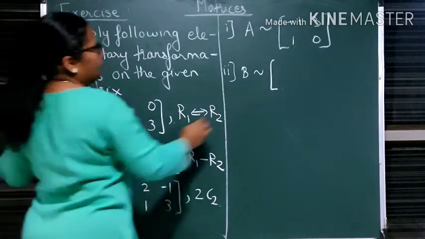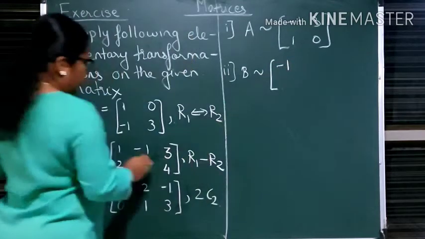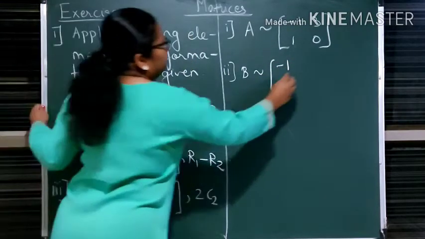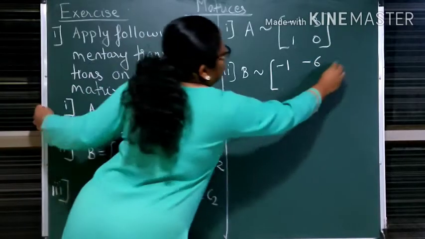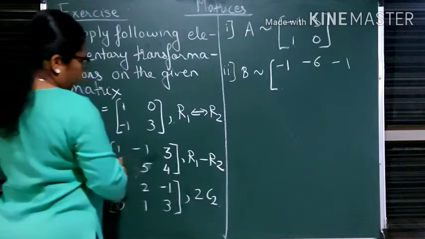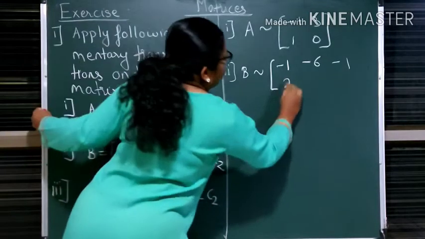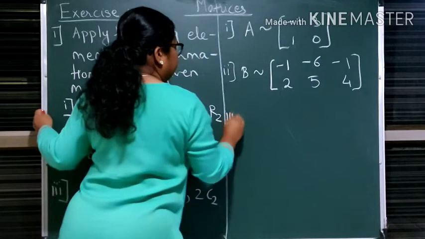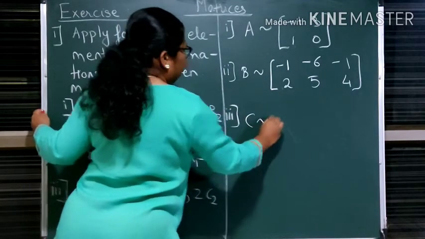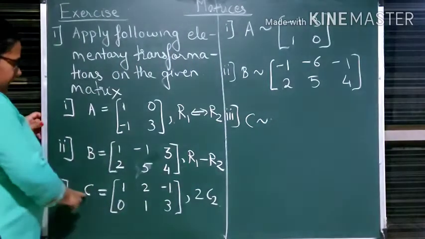1 minus 2 will become minus 1. Minus 1 minus 5 will become minus 6. And 3 minus 4 will become minus 1. And the second row will remain the same, 2, 5, 4. Yes.